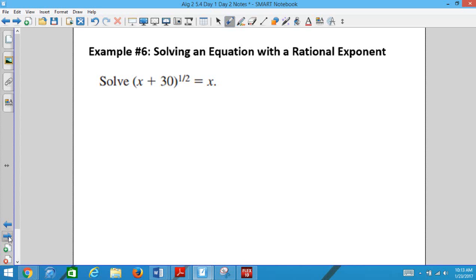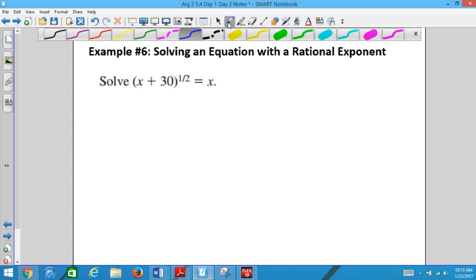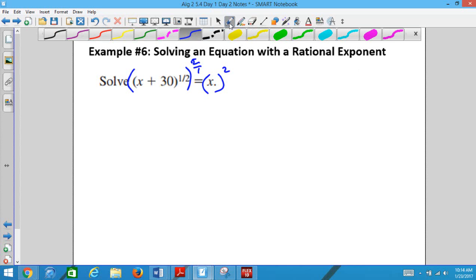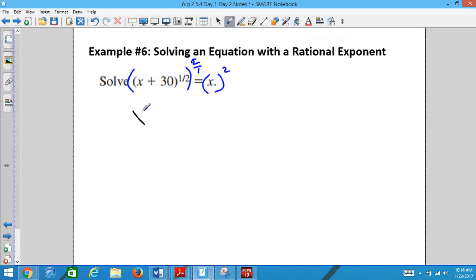We've got x plus 30, quantity, the entire thing to the 1/2 equals x. So we need to get rid of that 1/2 exponent. So let's take both sides to the reciprocal of 1/2. Both sides to the what? 2/1, which is 2. So when you raise both sides to the 2/1, you get x plus 30 equals x squared.